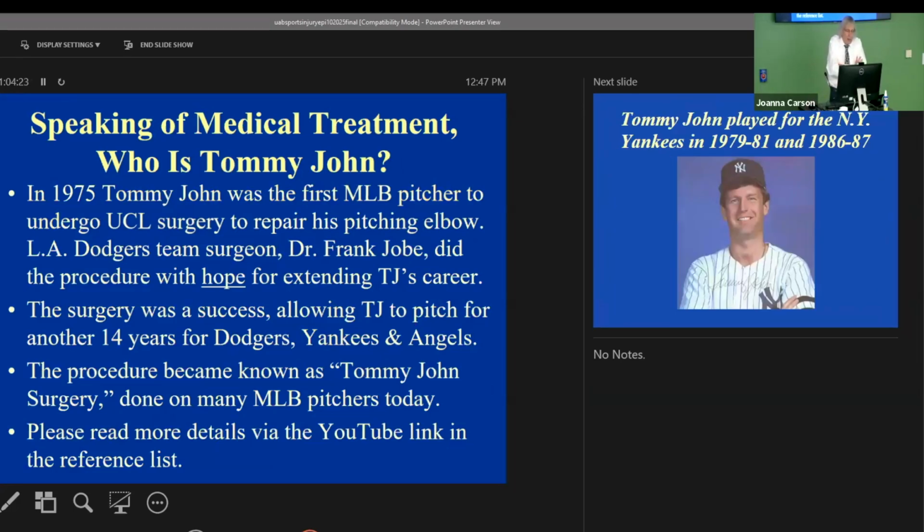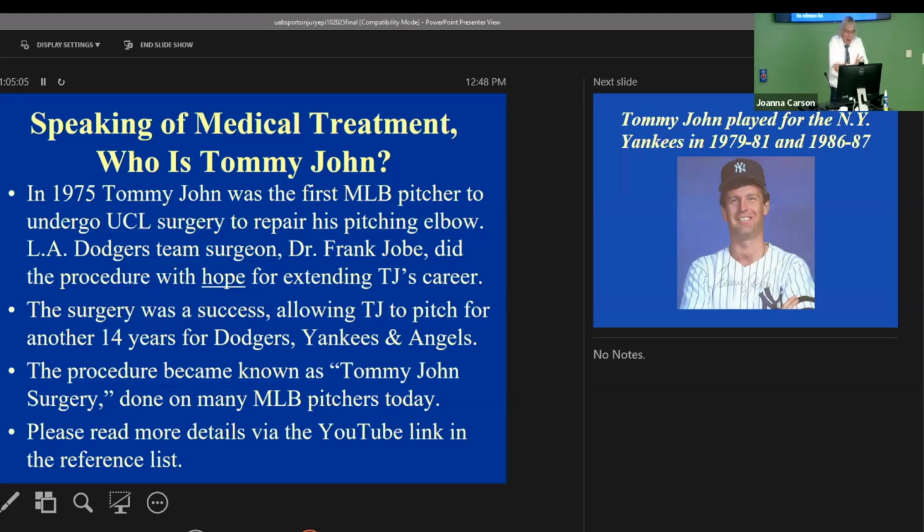So Tommy John was a baseball pitcher in the 70s and 80s and the early 90s. And he was the first pitcher known to have what we now know as ulnar collateral ligament damage. He was a very good pitcher. He went to Dr. Frank Jobe, who is the team physician for the Los Angeles Dodgers, who did surgery, repairing his ulnar collateral ligament. And I think it's the first time it was ever done, at least for a baseball player. I'm not sure why it took that long. It was about a year recovery, and then he pitched for 14 more years, like it worked.